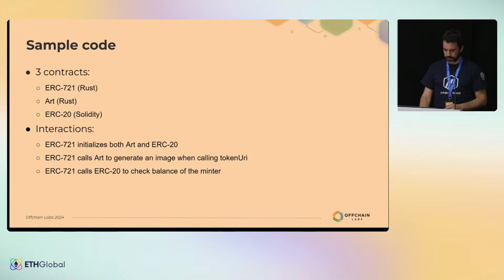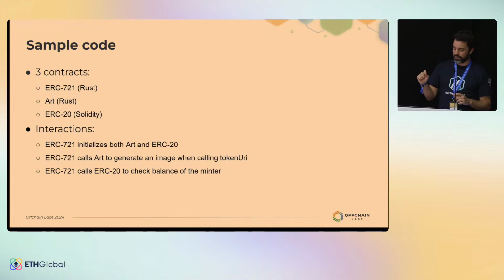Well, we have some more references here. Okay, so let's now take a look at an example project. This project is going to have 3 contracts. It has an ERC721 contract written in Rust, an ART contract written in Rust, and an ERC20 contract written in Solidity. And we are going to see the following interactions.